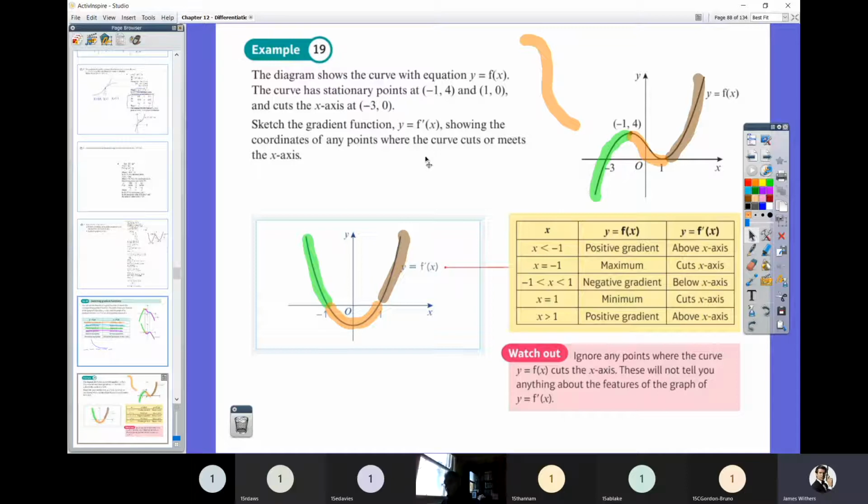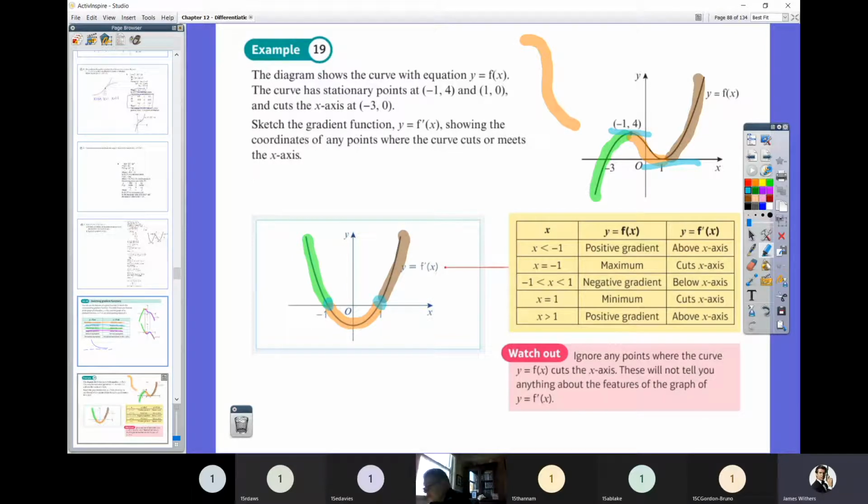Sketch the function. Okay, so start off by popping in the ones we know. So we know that at the maximum and the minimum points, so at (-1, 4) and (1, 0), it cuts the x-axis. Okay, so let me just go and pop those on. And what colour shall we use? Let's use the light blue. Okay, so at those 2 points, at the maximum and the minimum, it is going to properly cut the x-axis.